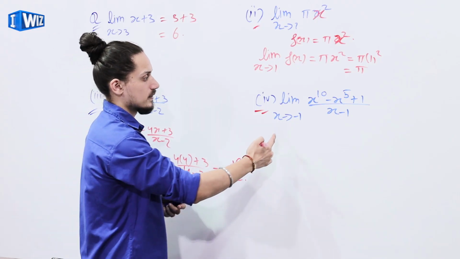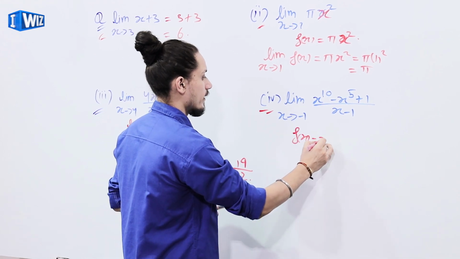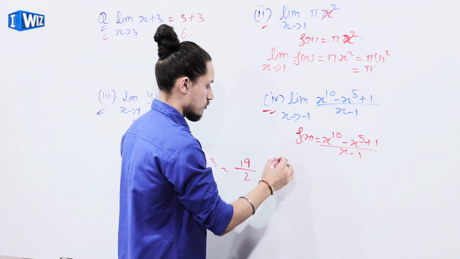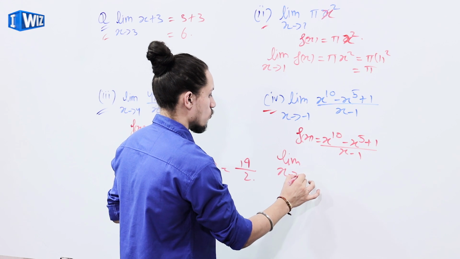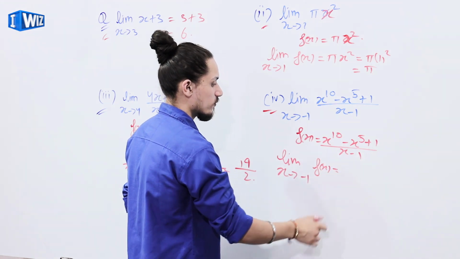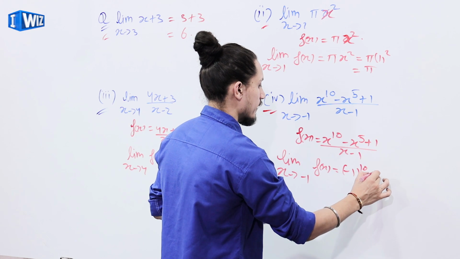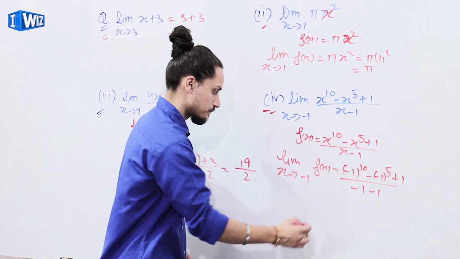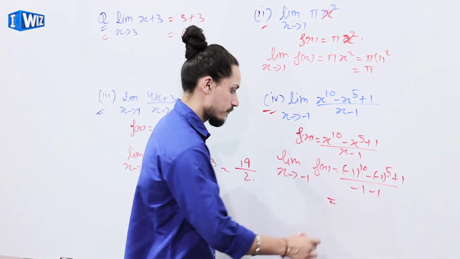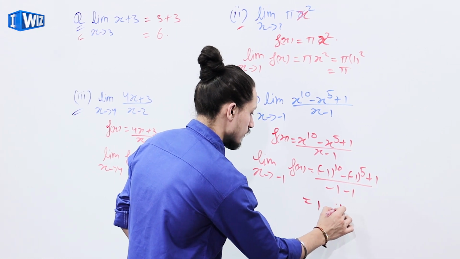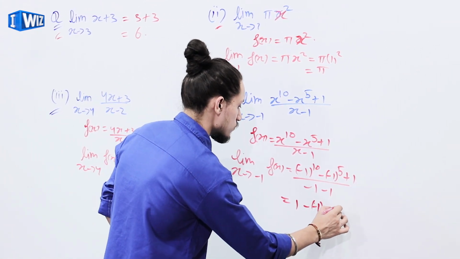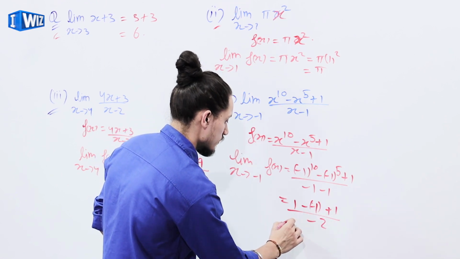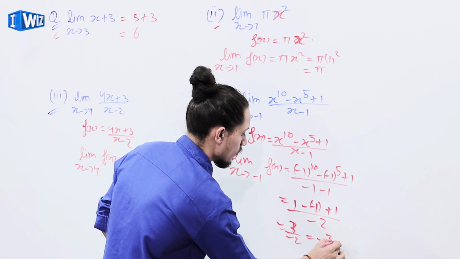Cool. Now the last example: f(x) is equal to (x raised to power 10 minus x raised to power 5 plus 1) over (x minus 1). So limit x approaches minus 1, f(x) will be equal to ((minus 1) raised to power 10 minus (minus 1) raised to power 5 plus 1) upon minus 1. Clear? Now minus 1 raised to an even power gives 1, so 1 minus of minus 1 plus 1 upon minus 2. So 1 plus 1 plus 1, 3 upon minus 2, which is equal to minus 3 upon 2, and hence the result.